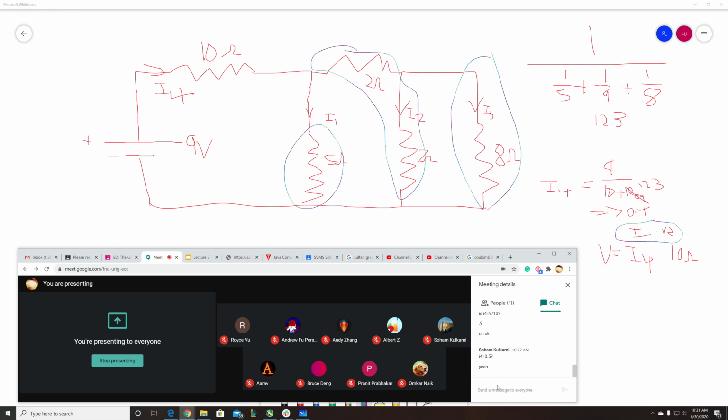Wait, is everyone just taking notes? Everyone is taking notes right now, right? They're not just being AFK and putting their screen here to show their parents that they're doing the work.